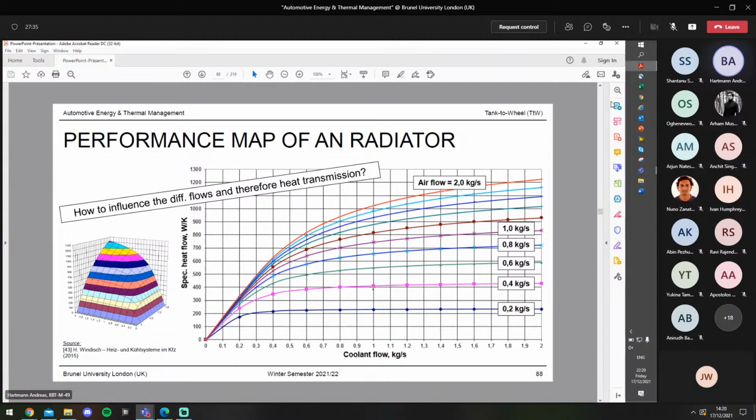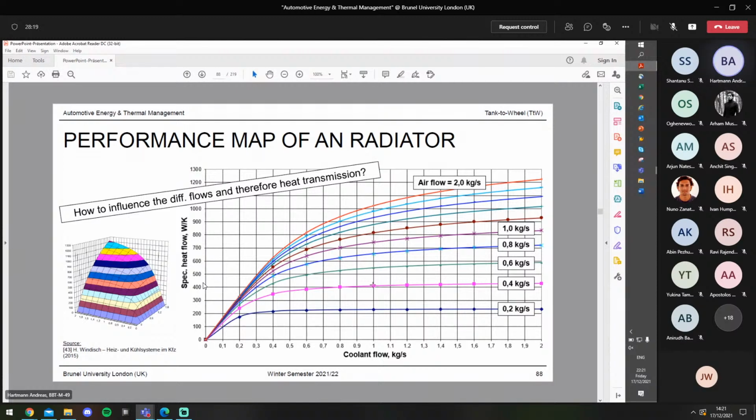Exactly. Can you maybe explain how you calculated? Sure thing. You can go on your x-axis to 1 kilogram per second for the coolant flow, and then onto the 0.4 kilograms per second airflow line. Then go across onto your y-axis for your specific heat flow, get around 400 watts per Kelvin, and then you set a temperature difference of 60 Kelvin. So you just multiply 400 by 60. Excellent, that's correct. So under these circumstances, the radiator could transfer 24 kilowatts to the environment.